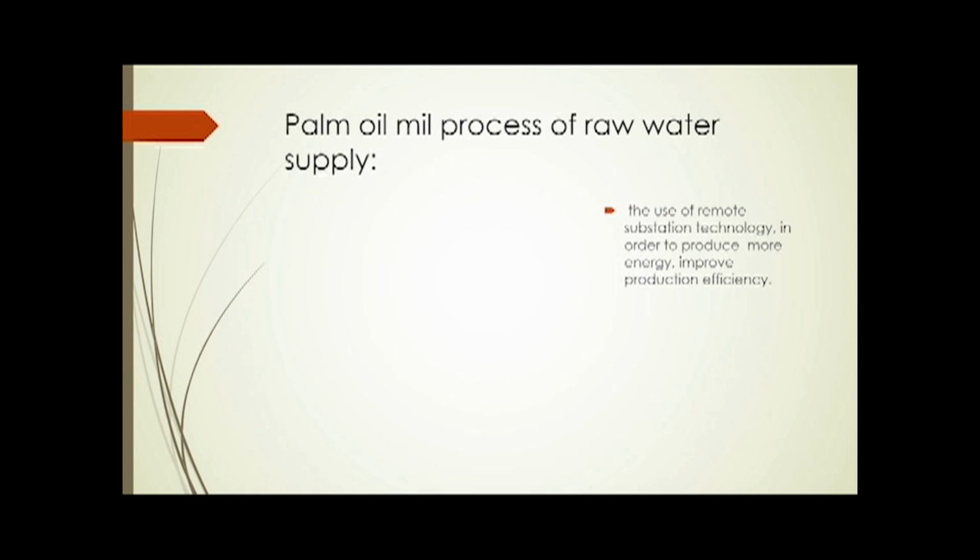Palm oil mill process of raw water supply. The use of remote substation technology is in order to produce more energy and improve the production efficiency.